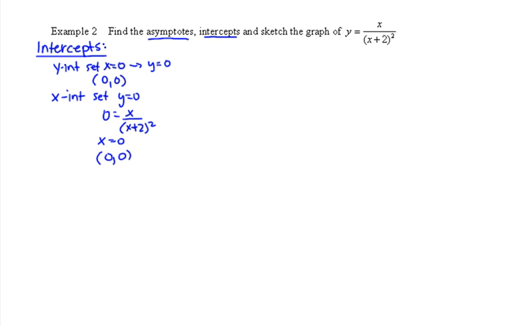Asymptotes. There are actually 3 types of asymptotes. We've learned about 2 of them today. Which one would you like to start with? Vertical. Okay. How do we tell if we have a vertical asymptote? What would make our denominator equal to 0? Negative 2. So at x equals negative 2.